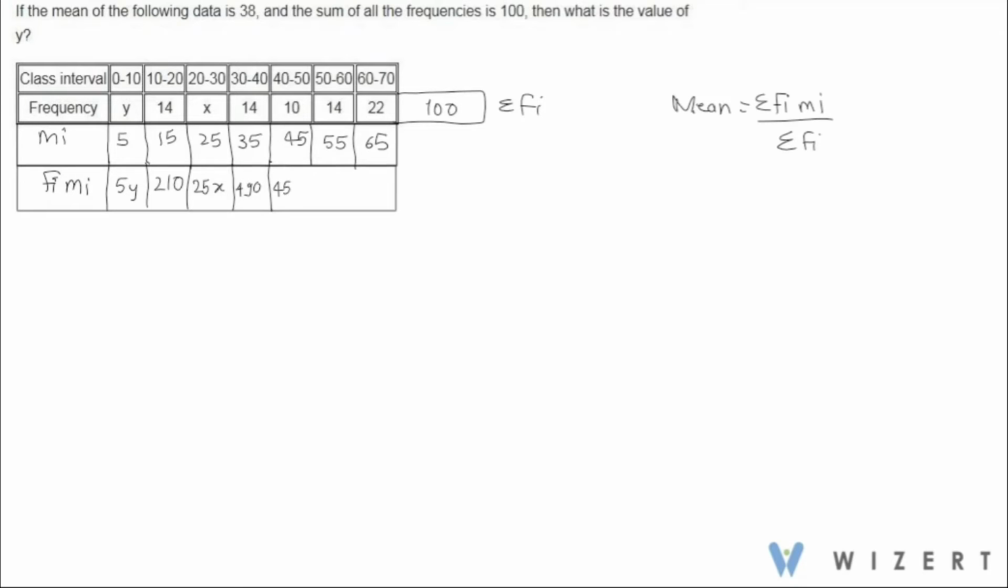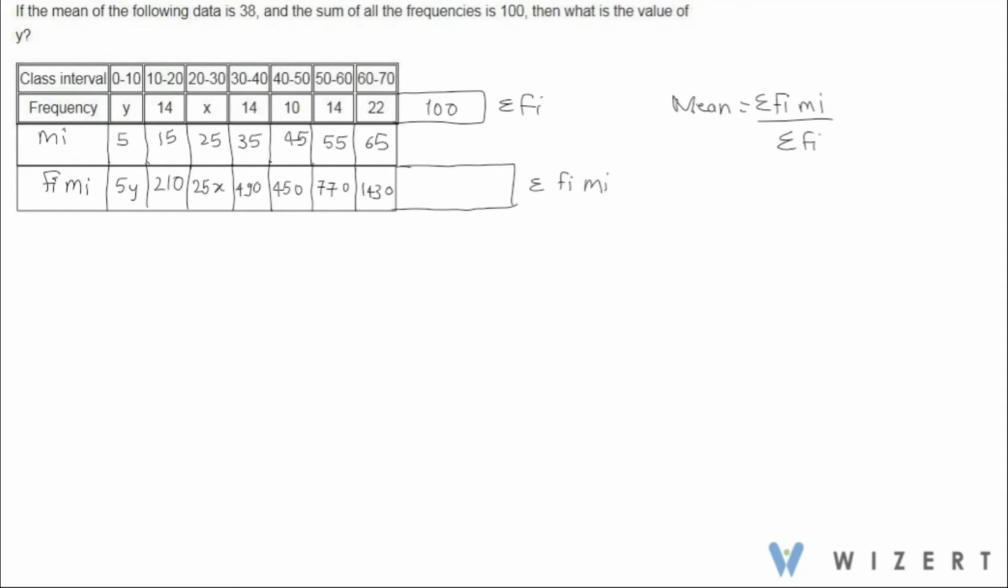Next is 450. Next is 14 5s are 70, 14 5s are 70 plus 7 is 77. Then we have 22 5s are 110, 22 6s are 132 plus 11 we get 143. So this is 1430. Now we'll add one more column here, which will give the summation of fi multiplied by mi.